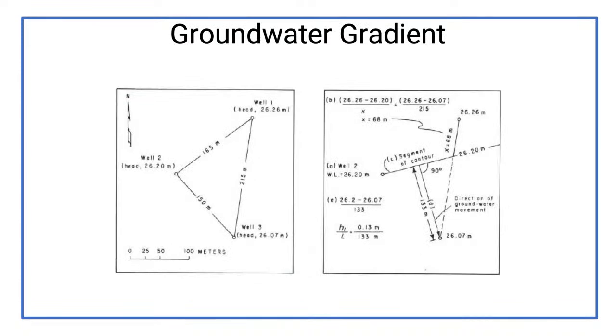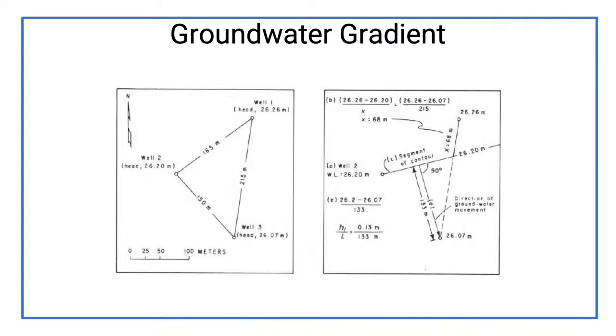To actually calculate the gradient, we're going to need three wells. If you look off to the left here, we have well one, well three, and well two. The head in well one is 26.26, the head in well three is 26.07, and the head in well two is somewhere in between. It's going to be 26.2.